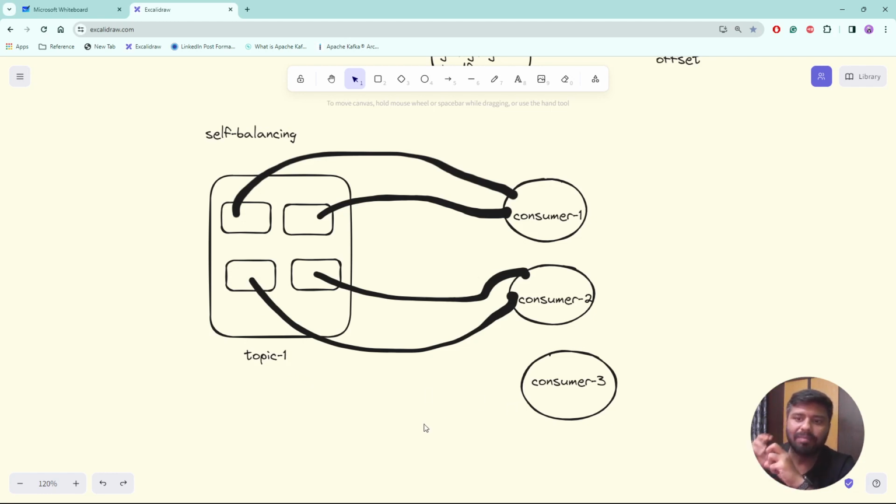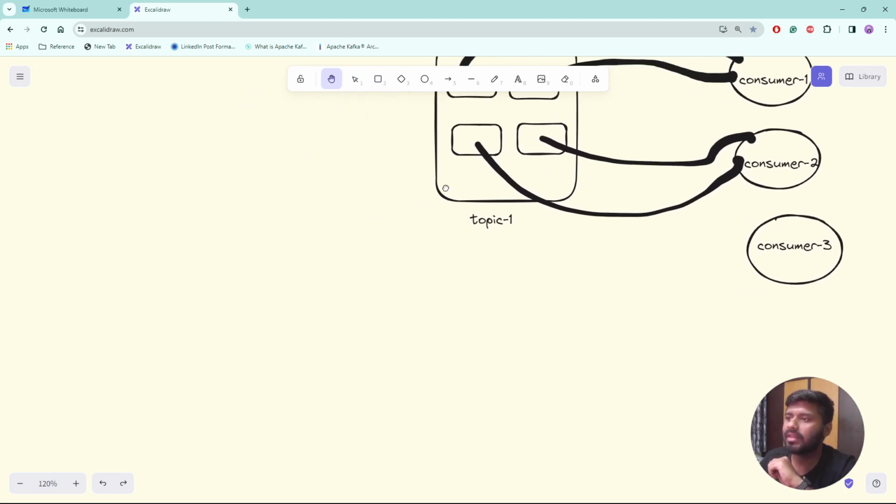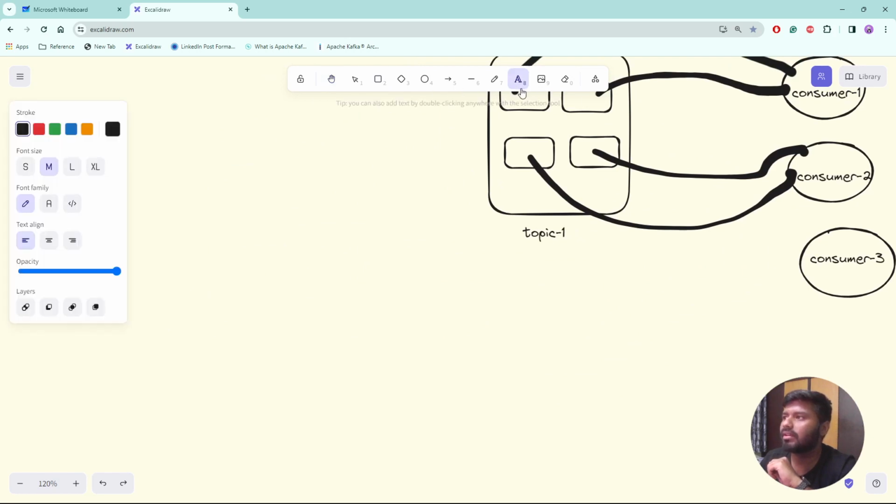So it sounds a bit problematic, isn't it? Because in a real-life scenario, this is a very basic use case: one topic can be consumed by multiple services or multiple consumers. To handle this kind of scenario, one more concept has been introduced, called consumer groups.